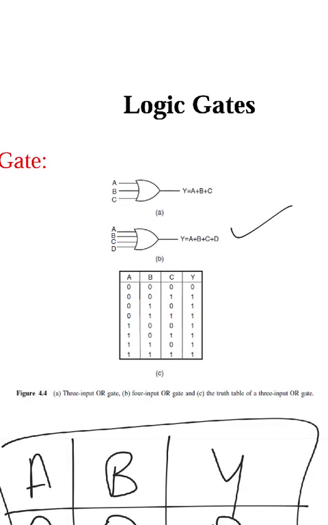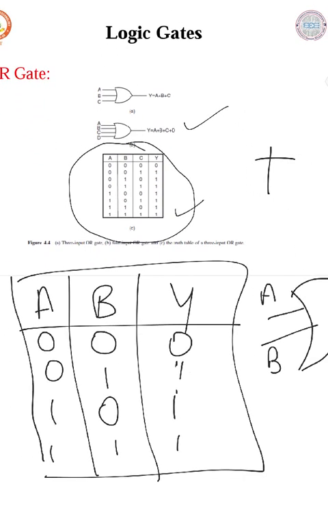0 plus 0 plus 0 is 0, 0 plus 0 plus 1 is 1, 0 plus 1 plus 0 is 1, 0 plus 1 plus 1 is 1, 1 plus 0 plus 0 is 1, 1 plus 0 plus 1 is 1, 1 plus 1 plus 0 is 1, 1 plus 1 plus 1 is 1. So if they ask you to write the OR gate for 3 input bits, you are supposed to write this. If it is 2 input bits, you are supposed to write this table. You need to know one thing here: the OR gate performs the basic addition operation.